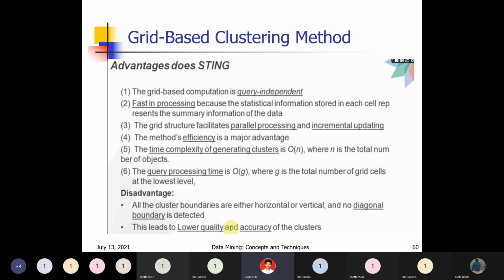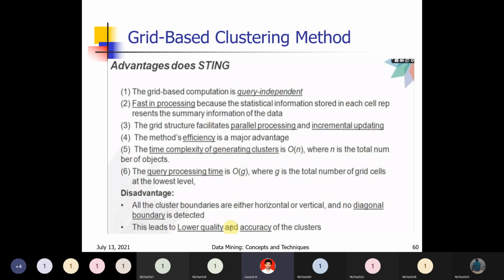It is fast in processing, because the statistical information stored in each cell represents the summary information of the data. At each and every cell you have statistical information. No need to go through the entire cluster. You just go to one part and you can get the entire data. From any cell you can calculate the higher level data. That's why it is fast processing.